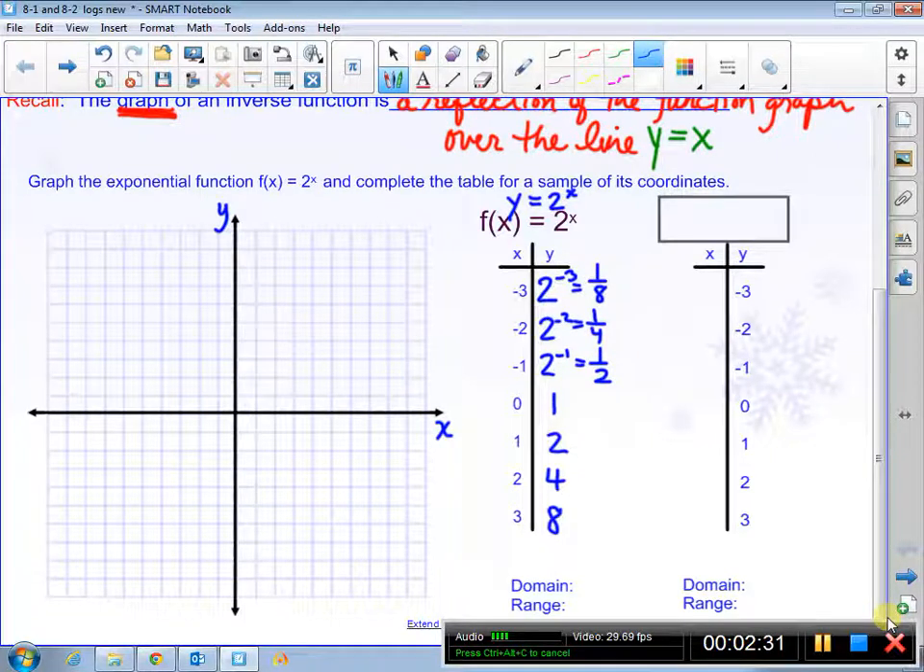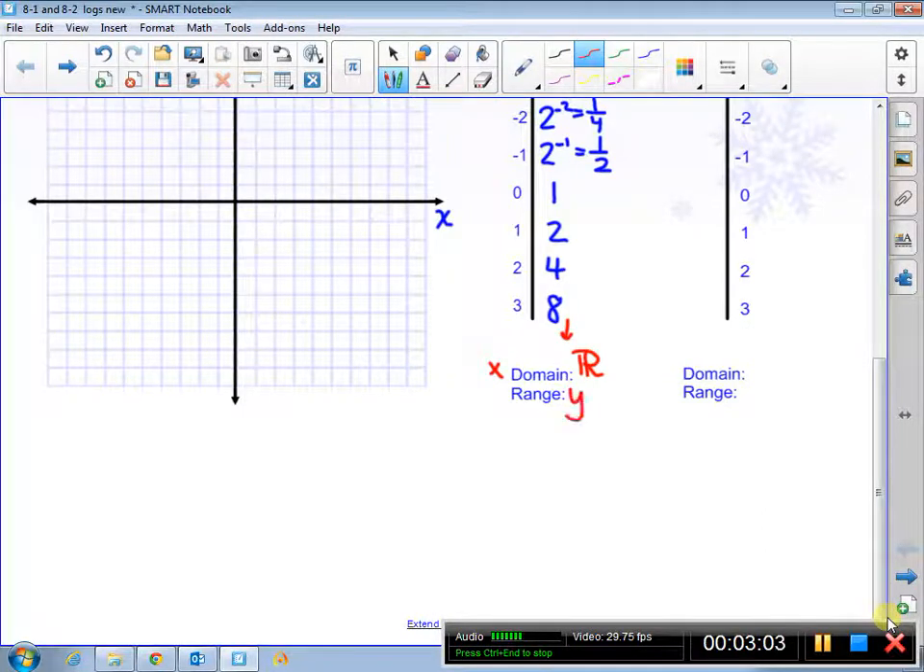I'm going to need that skinnier pen. The domain of this function, well, that's your x values, remember. What can we put in for x? And that answers all reals. And look at your y values. They're going to get increasingly larger this way. And going in the negative direction, you get smaller and smaller fractions. But think about the value you will never hit. All your y values will always be greater than 0.